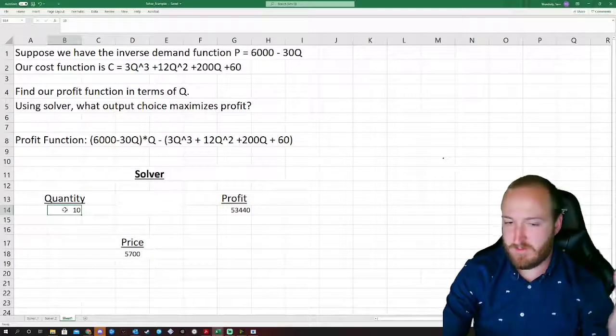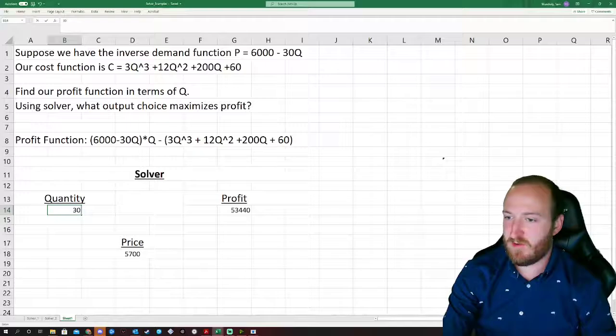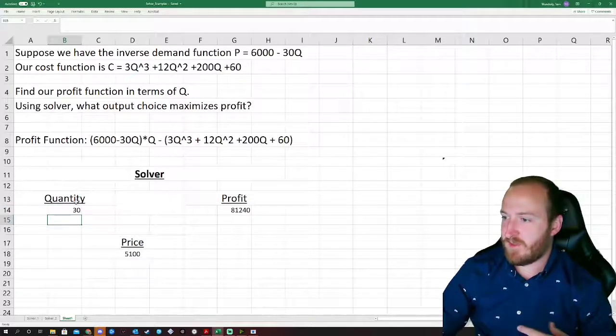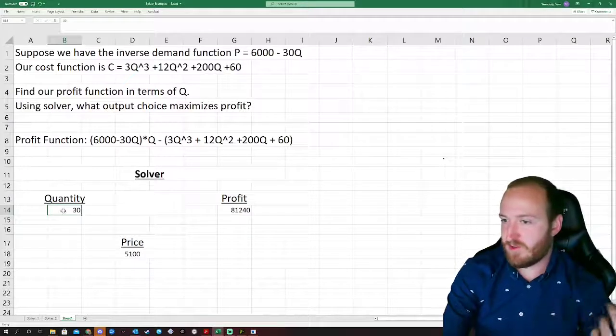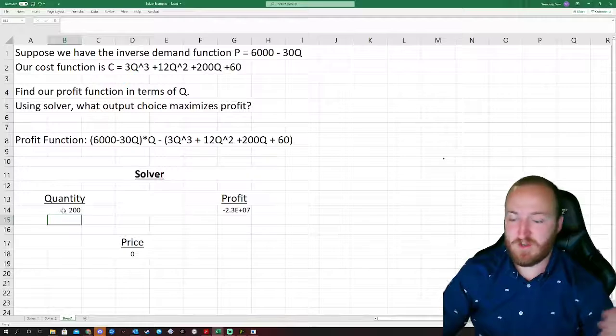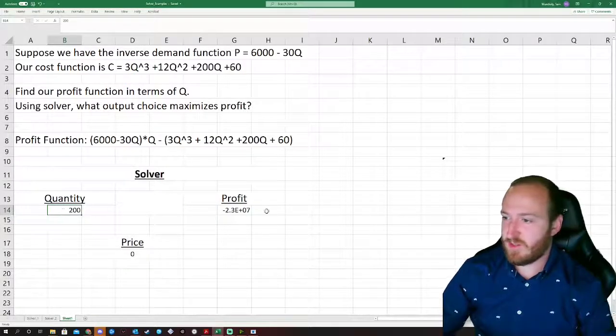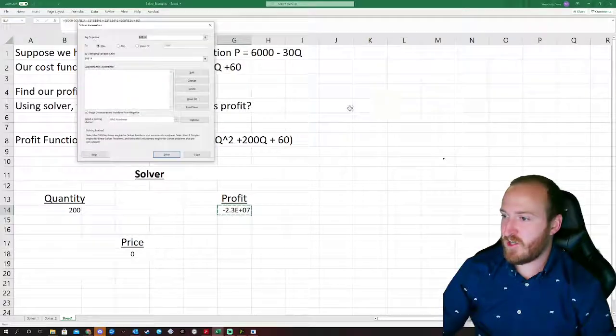Because if we're just guessing numbers and we type in a quantity of, say, 30, that can give us a profit of 81,240, but maybe if we go to 200, suddenly our profit becomes negative, right? So we can't just keep typing in numbers all day. Instead, we'll go to Data and click on Solver.